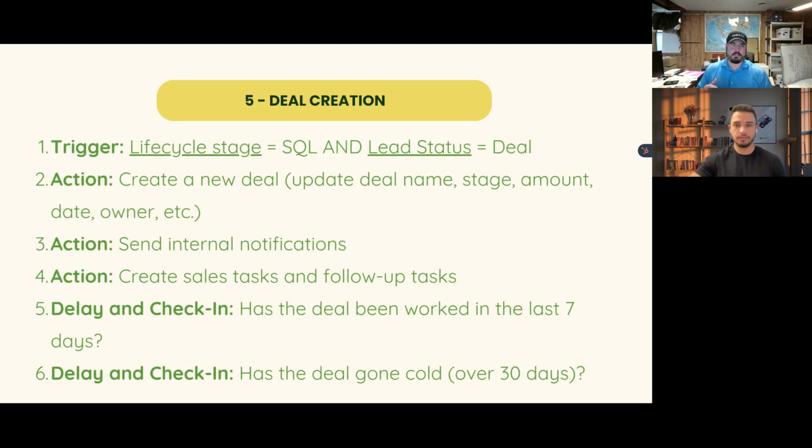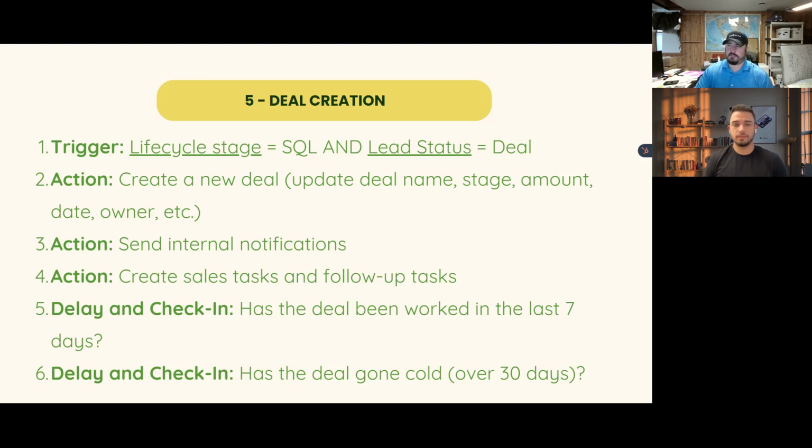So theoretically, your life cycle stage should be SQL, sales qualified lead, and your lead status should be deal or opportunity. So that salesperson is going in there and changing that lead status to deal or opportunity. That's the trigger. Once that happens, we're going to take the action of creating a new deal. We're going to update the deal name, stage, amount, deal owner, anything you want, so it's automatically updated every single time the way that you need it to be.